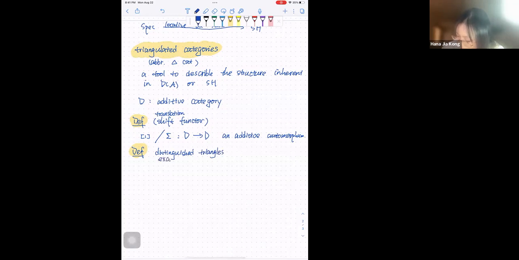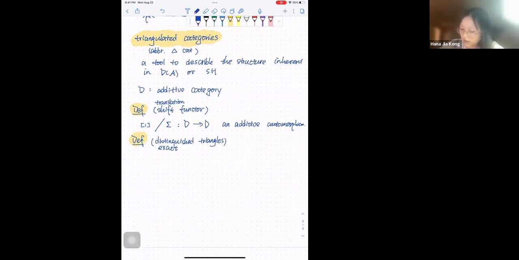Or exact triangles in this additive category D. So a distinguished triangle is something that consists of the following data. You have objects X, Y, Z, and you have a map X to Y called F, Y to Z called G, and Z to the shift or the translation of X. I'll use this notation, suspension, and this map FGH.